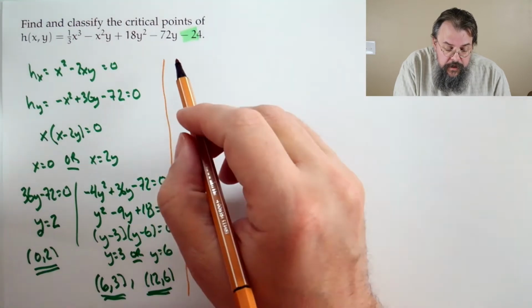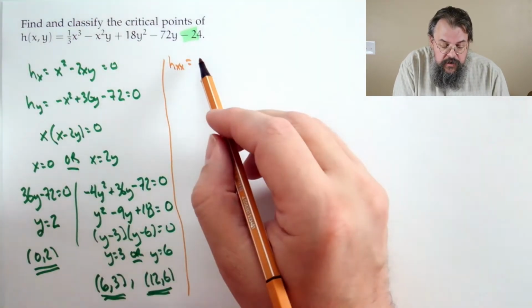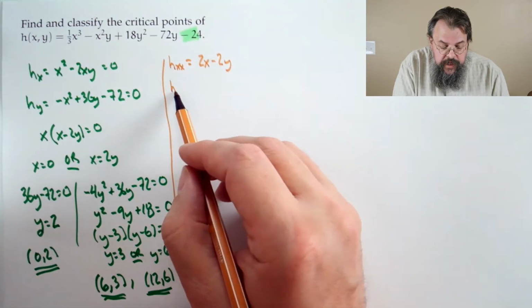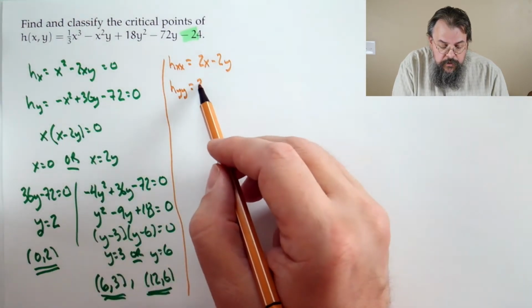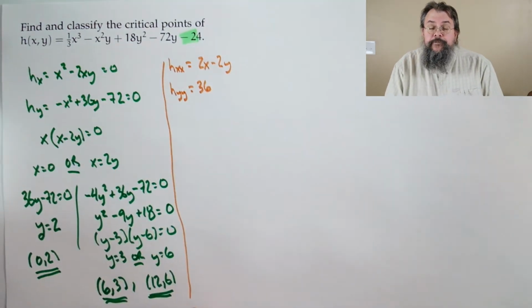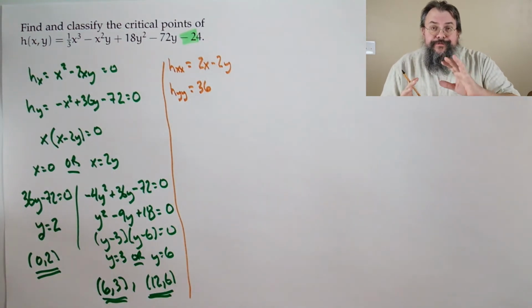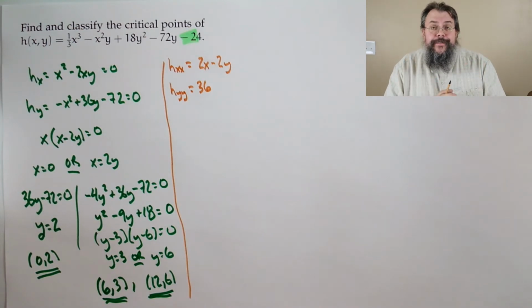All right, well, what are our other pieces? h sub xx. Okay, that would be 2x minus 2y. How about h sub yy? 36. Ooh, okay. By the way, at this point we can stop and say, not stop with the problem, or just pause. We definitely can't have any local maxes. Can you see why?